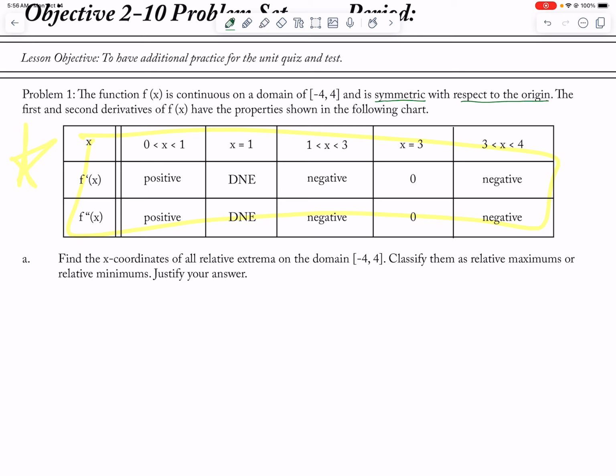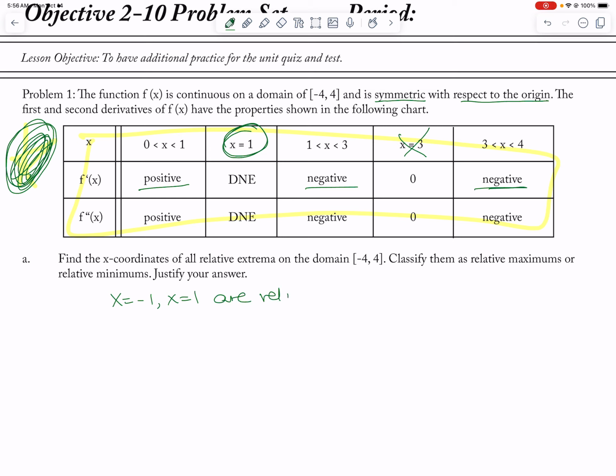So when I'm looking at extrema, I have x is equal to 1 because I changed from positive to negative with f prime. And then I also have negative to negative here. So at x equals 3, there's no relative extrema because I don't change. I had to change from positive to negative or negative to positive. So my only one is negative 1. But it's also true on this other side over here that I have x is equal to negative 1 also because it's symmetric.